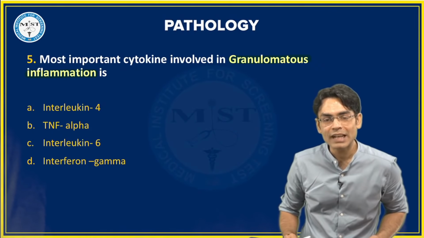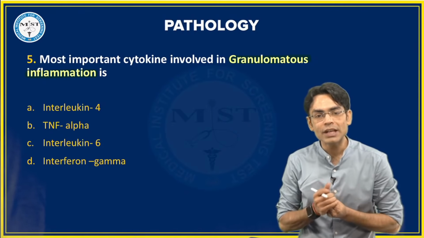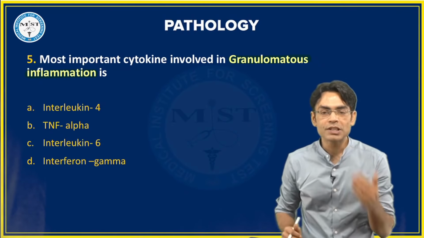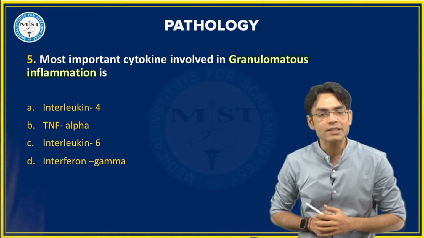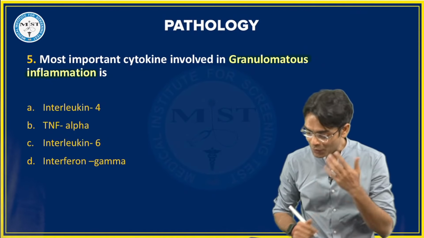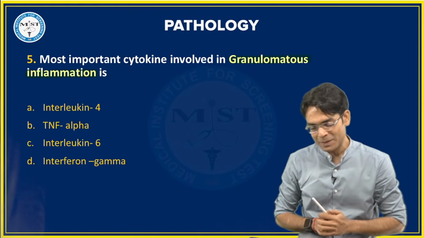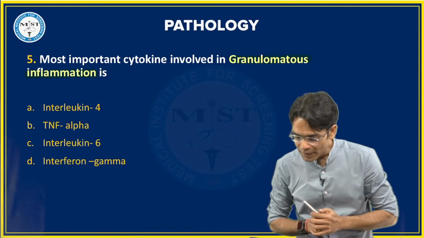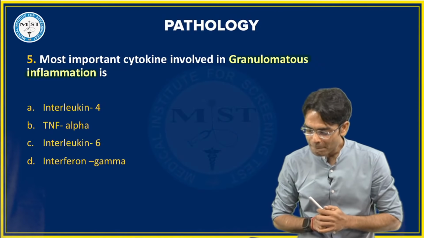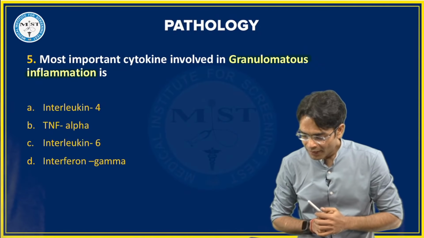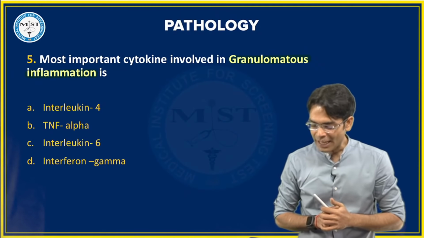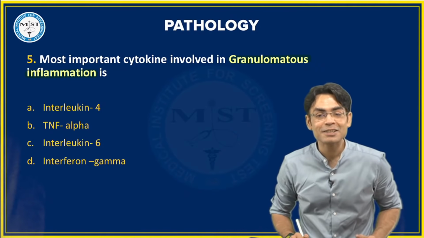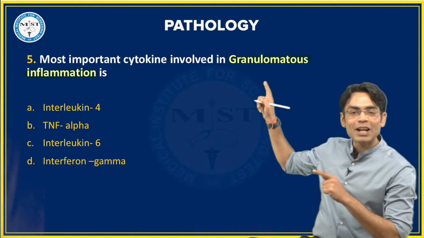Okay, most important cytokine involved in granulomatous inflammation: interleukin 4. Second option is TNF alpha. Third option is interleukin 6. And the fourth option is going to be, okay, you have started giving me the answers as well. Pushpendra, Umanrati, Hritika, Prerna.